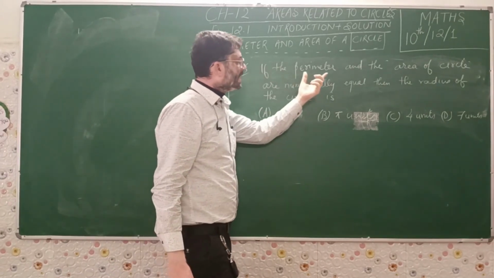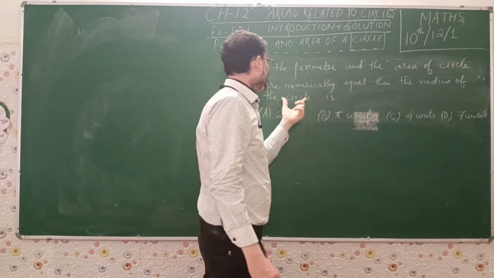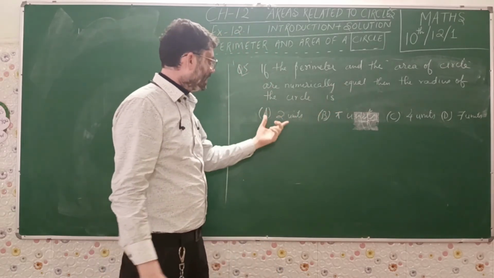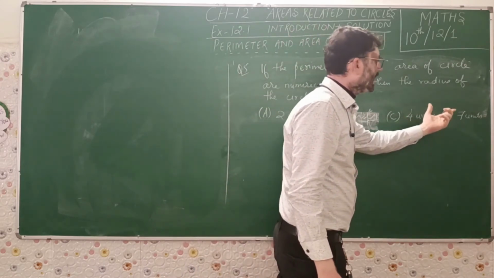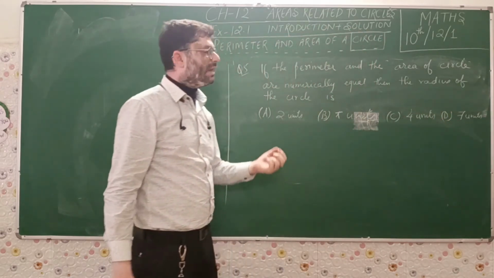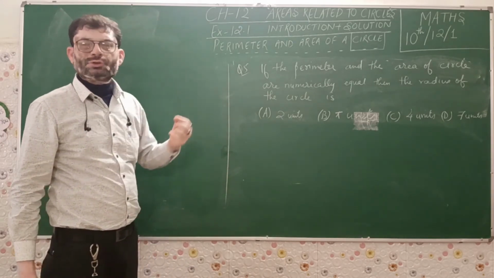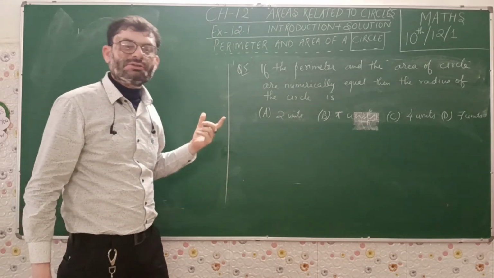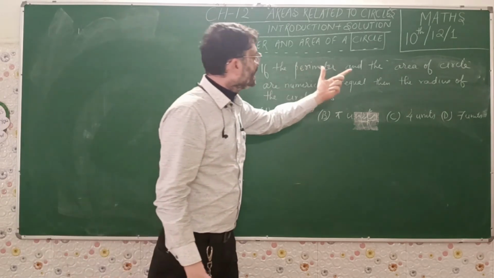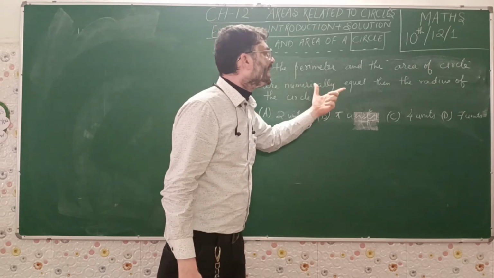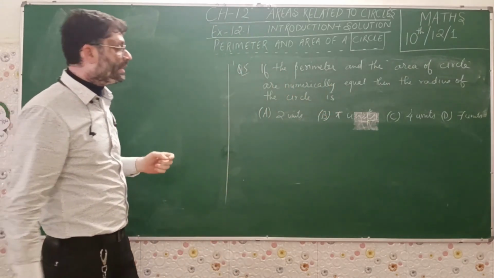If the perimeter and area of a circle are numerically equal, then the radius of the circle is what? Is it 2 units? Is it 5 units? Is it 4 units? Or is it 7 units? You have to justify your answer also. Justification means we will have to show how we are getting our answer of the MCQ. Let us move on to the question. The perimeter and area of the circle are numerically equal.